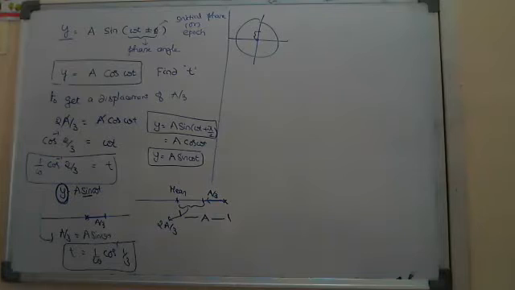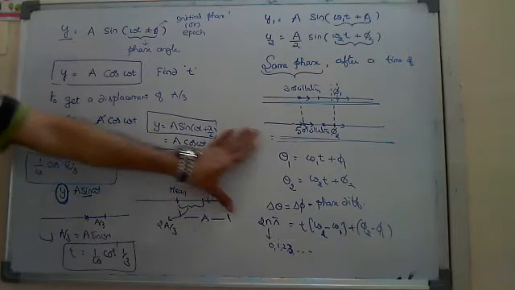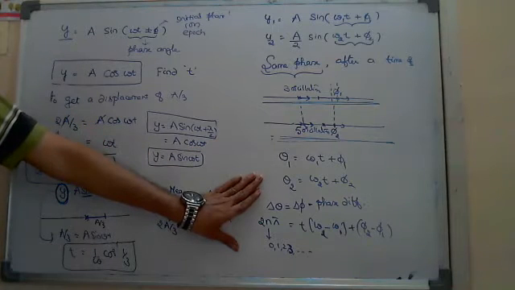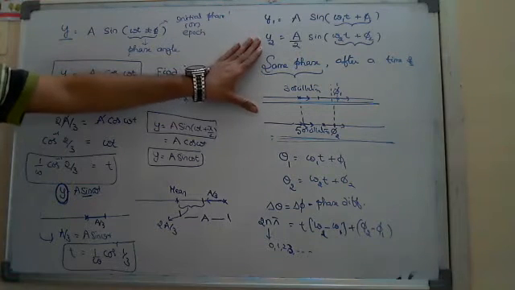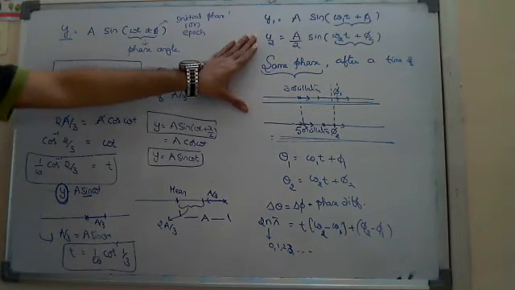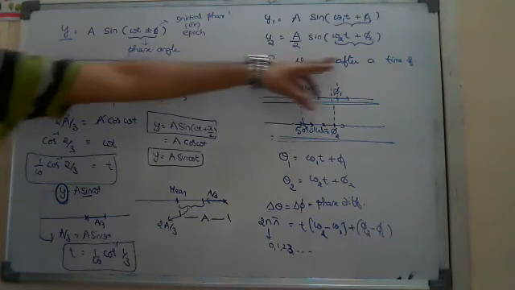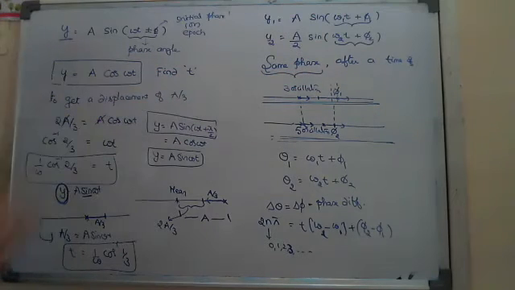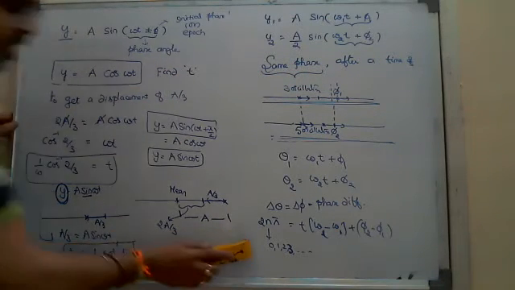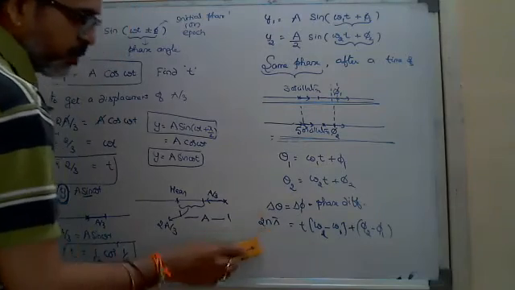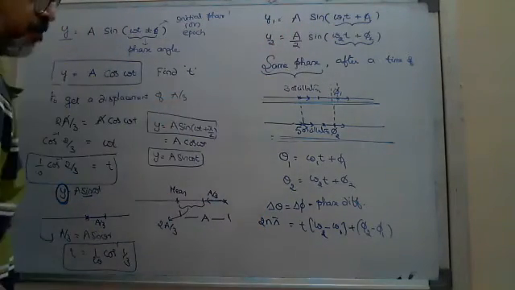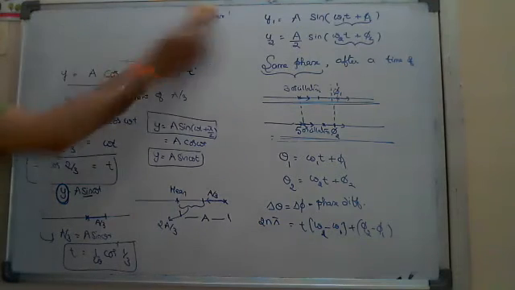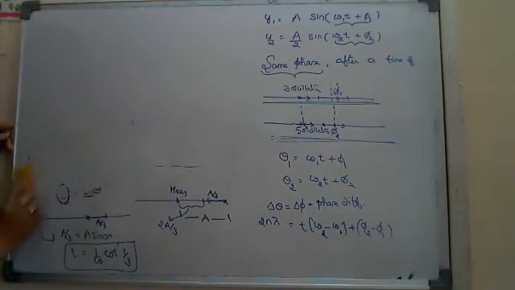Okay, related to the concept of phase difference. When two particles are executing SHM, and I am asking after how much time they will again come into the same phase, here is how to apply this formula, the phase difference between the two phase angles, to get the time taken.